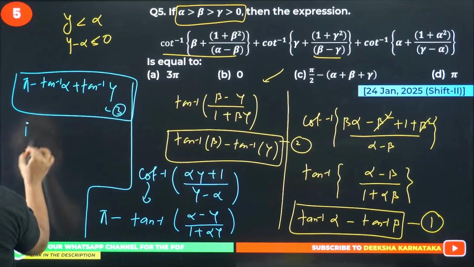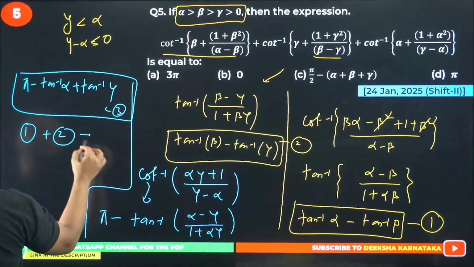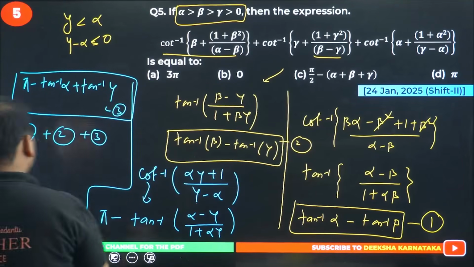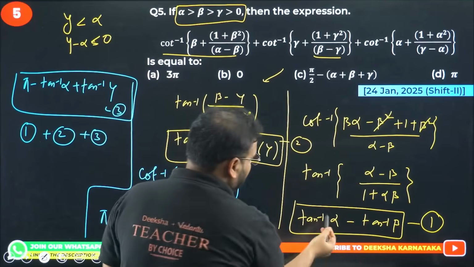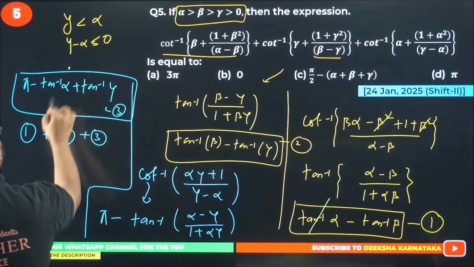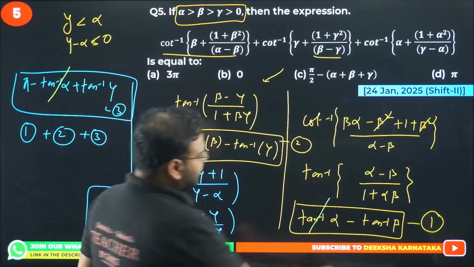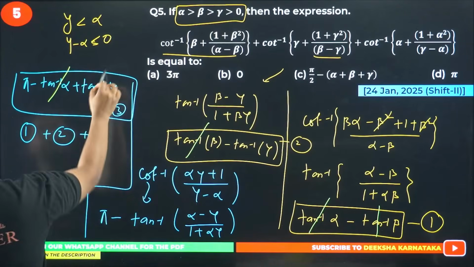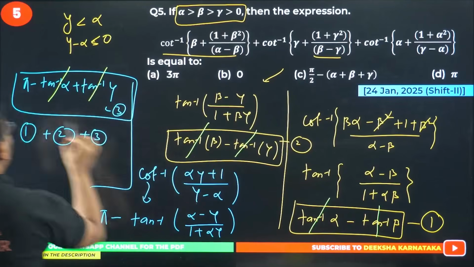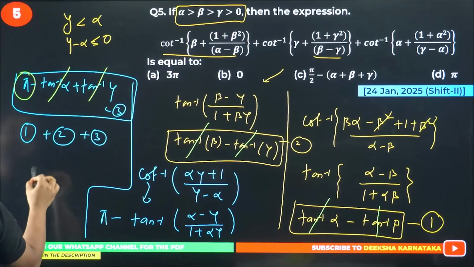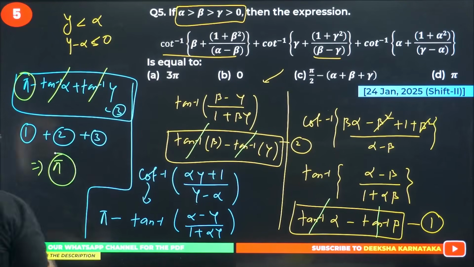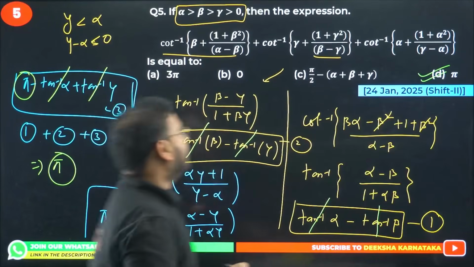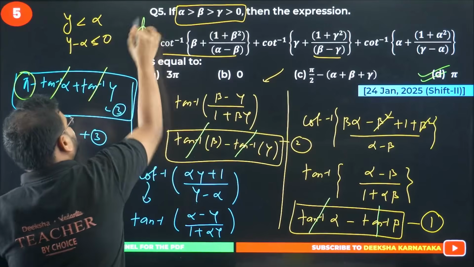Now add it: 1 plus 2 plus 3. See the fun part. Tan inverse alpha is positive here, negative here, cancels. Tan inverse beta is negative here, positive here, cancelled. Tan inverse gamma is positive here, negative here, cancelled. I have only pi left. The answer is equal to pi. Option D is correct.